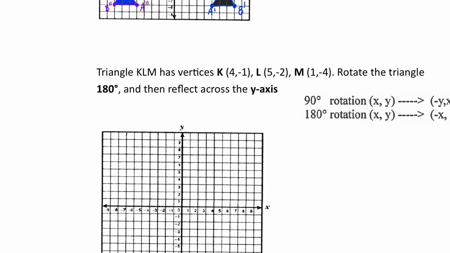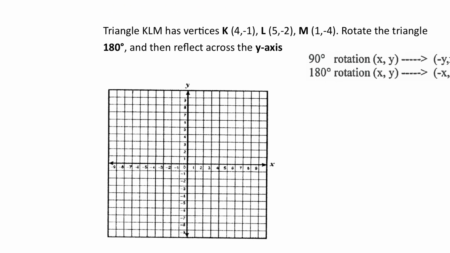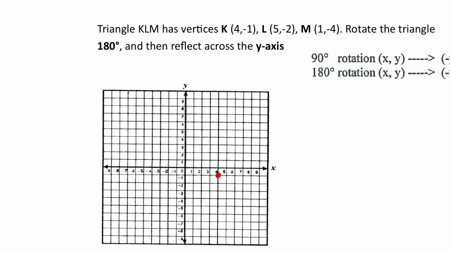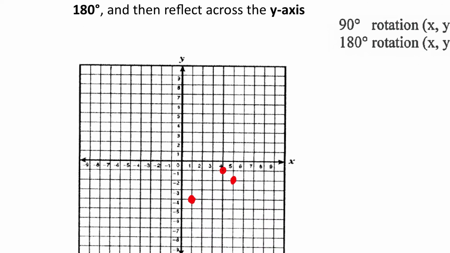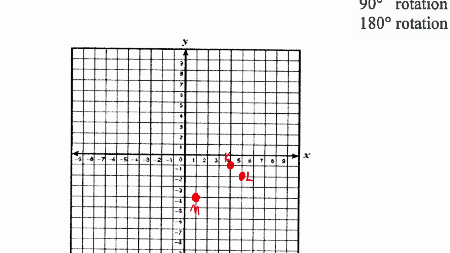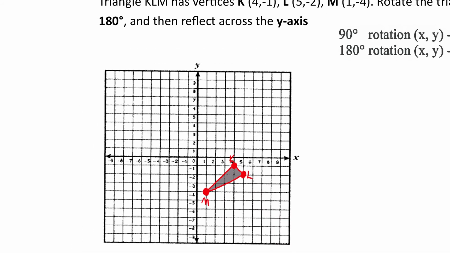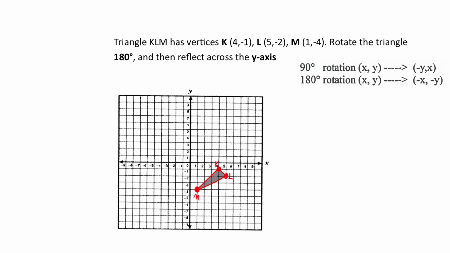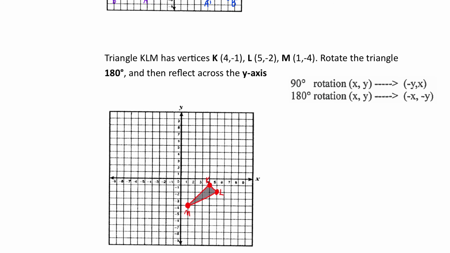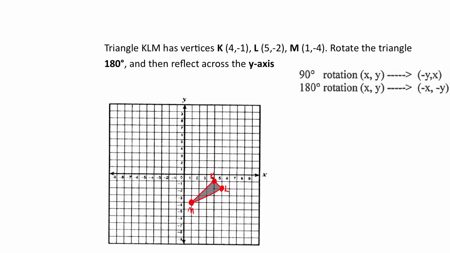Okay, on the second one here, let's go ahead and plot those 3 points, make that triangle. So plot K, L, and M on this grid. All right, so it looks like that.